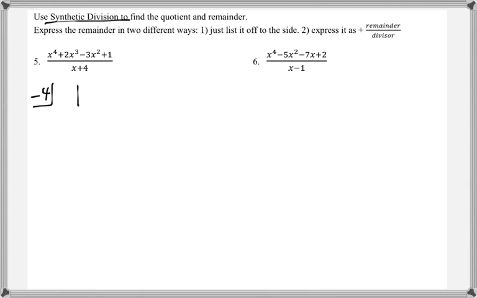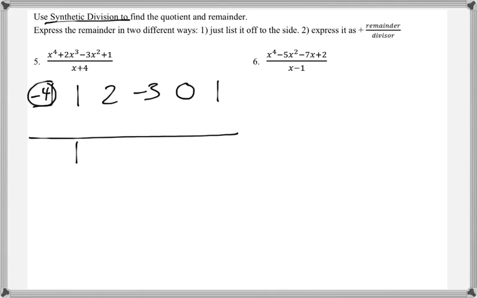So there's 1x to the fourth, 2x cubed, minus 3x squared, 0x, and 1. So I'm not writing any of the x's, I'm just putting the coefficients. I'm going to put a line, and this process is pretty fast. So I want to bring down the 1, then I want to multiply the 1 by what's in the box, so the negative 4. And that's 1 times negative 4 is negative 4. And I'm going to put that over here.